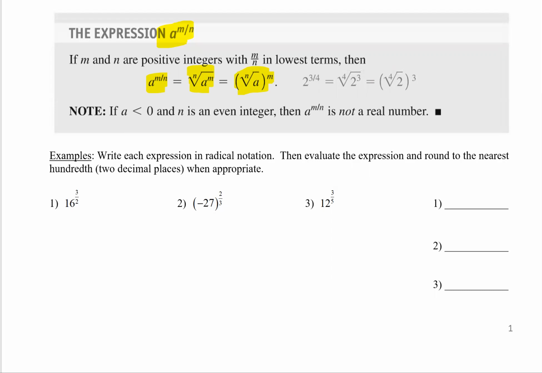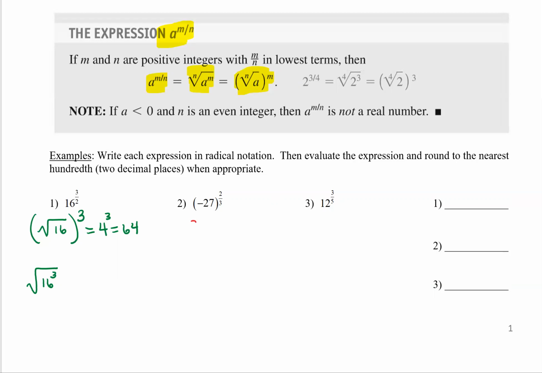So let's look at example 1. This is asking us to find the square root of 16 cubed. The square root of 16 is 4, and 4 cubed is 64. We could write this as the square root of 16 cubed, but we'd have to take 16 times 16 times 16 and then take the square root of that. Clearly the first way I have written it makes it easy to use mental math.